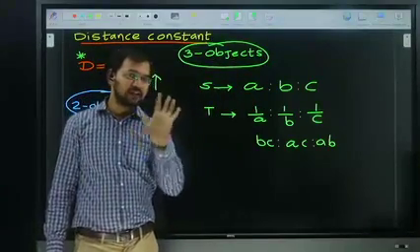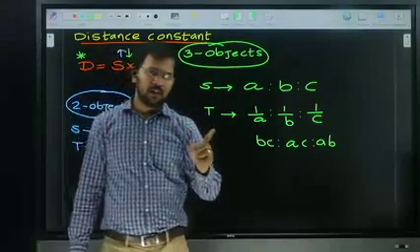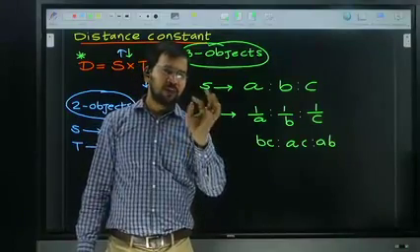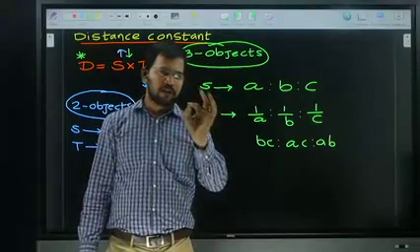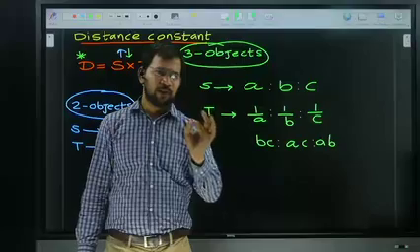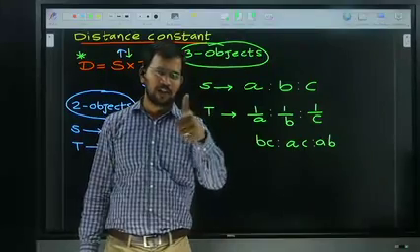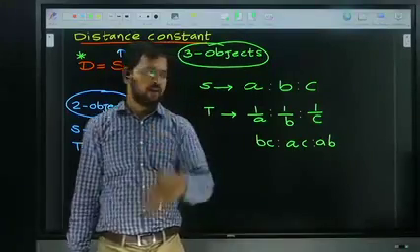When distance is constant, speed and time are inversely proportional to each other. The first concept is very, very important. All of you clear? All of you okay?